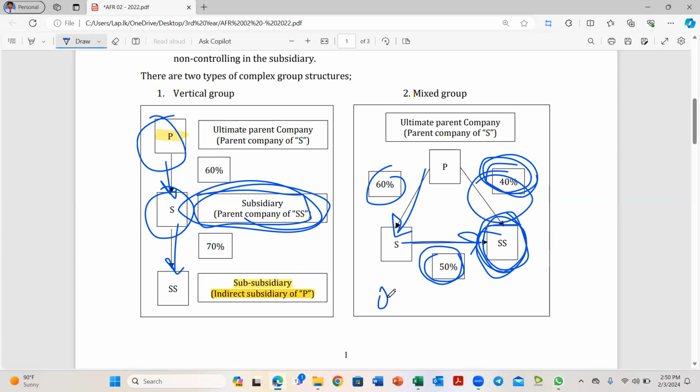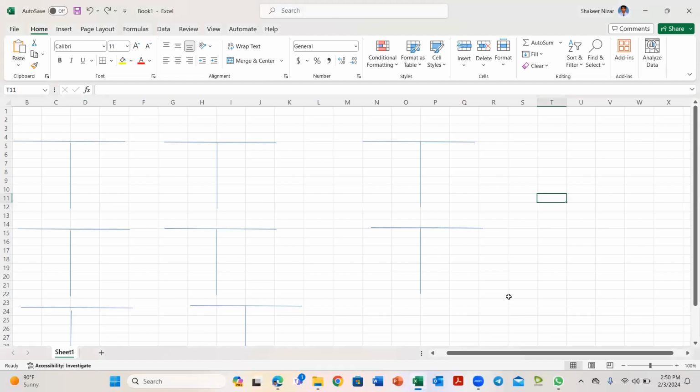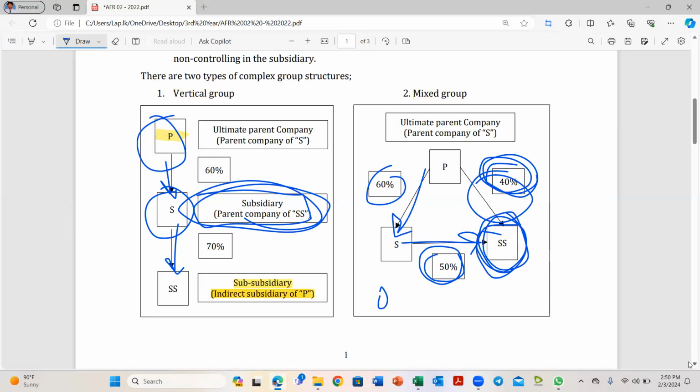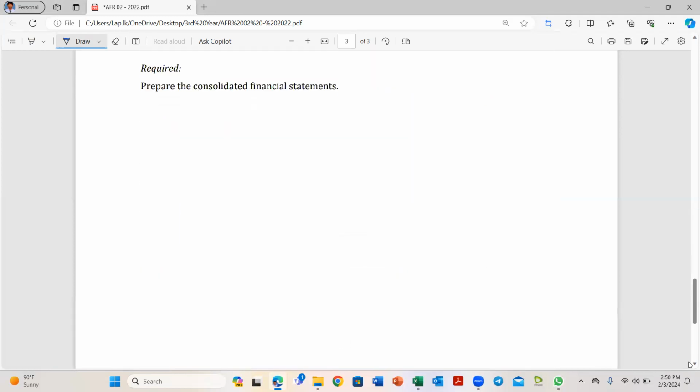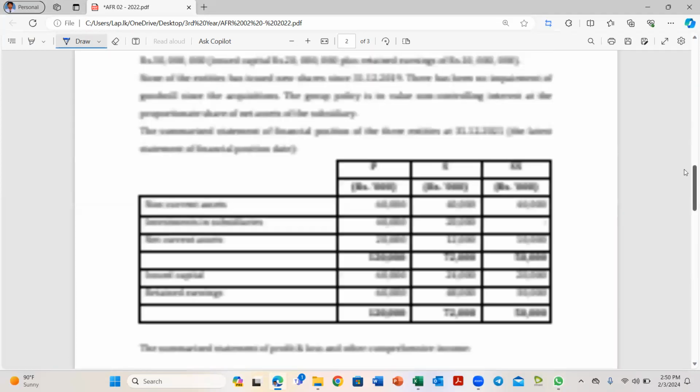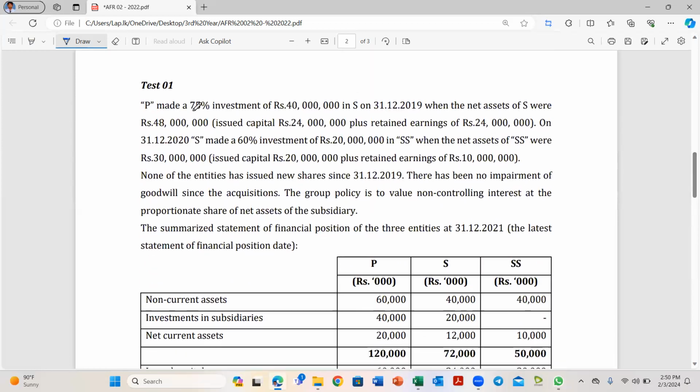That means 60 into 50% means what? 60 into 50%, that means 30% into 40% means 70% effective interest. That the NCI is 30%, right? You can see here. So we have a test number 1. We can discuss this test number in detail with you all. So better to read this question.